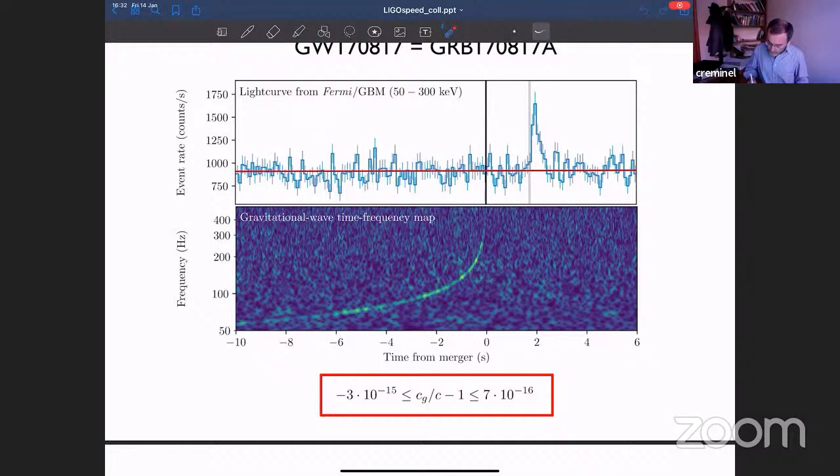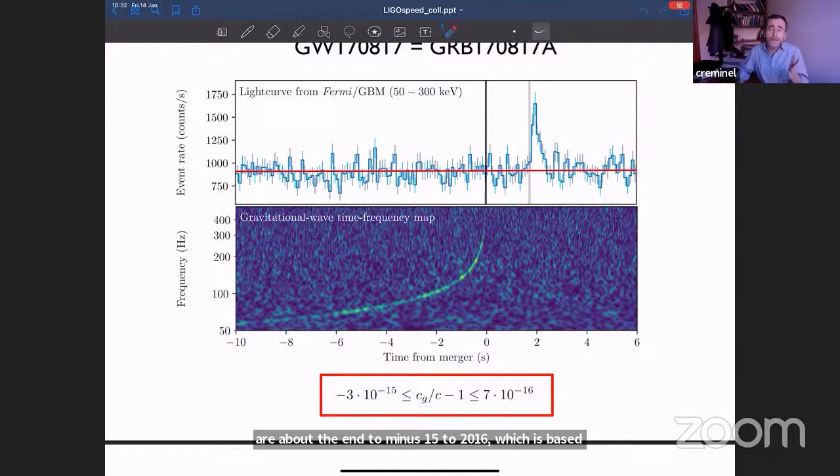The speed of gravitational waves is the same as the speed of light up to corrections of about 10 to the minus 15, 10 to the minus 16, which is basically the ratio between 1 or 2 seconds and the time it takes light to travel 40 megaparsecs, the distance from this event. So a single event is enough to set very nice bounds on a quantity that we didn't really know.